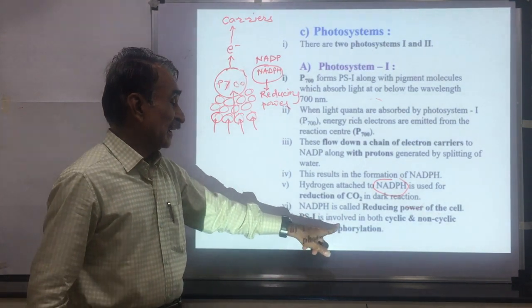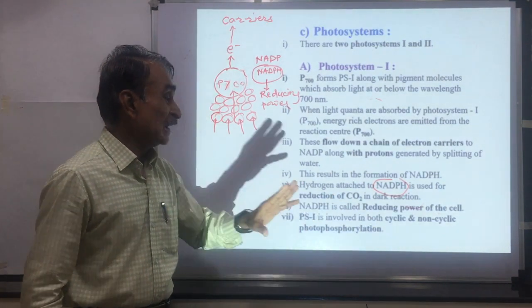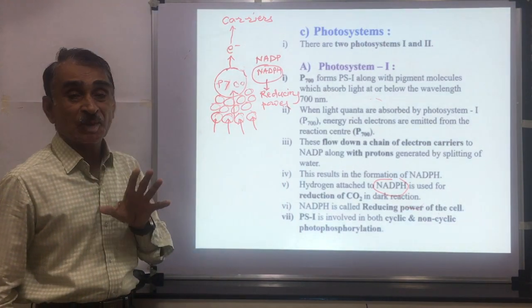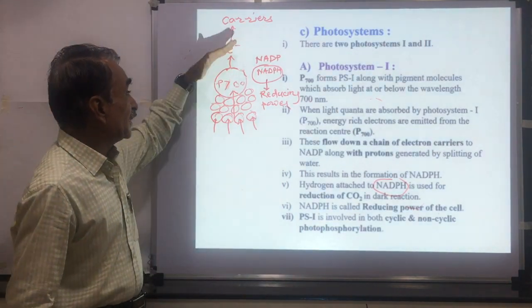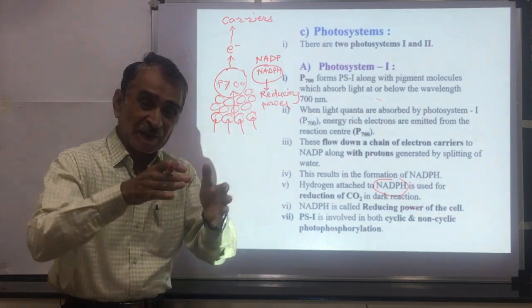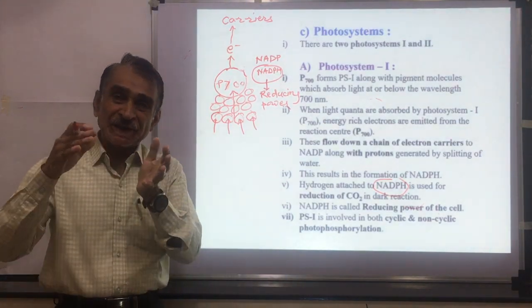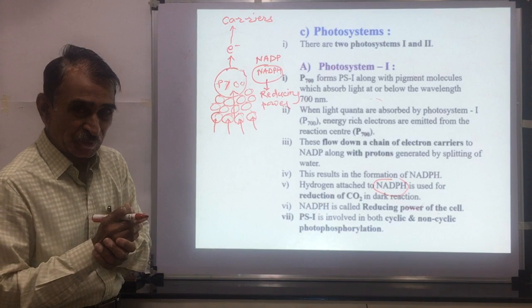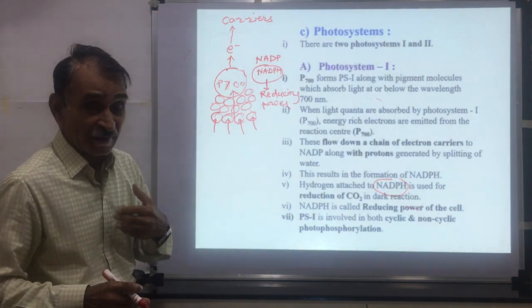Photosystem first is involved in both cyclic and non-cyclic photophosphorylation. This photosystem first takes part in cyclic photophosphorylation and is also involved in non-cyclic photophosphorylation, that we are going to see later on.